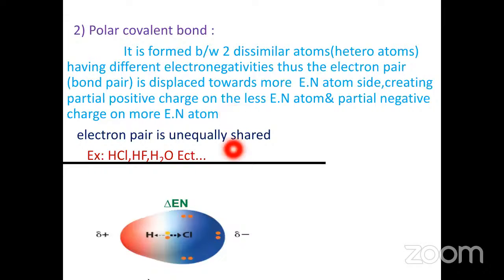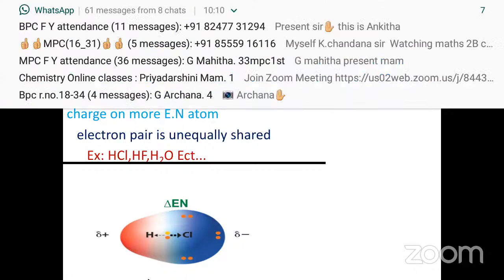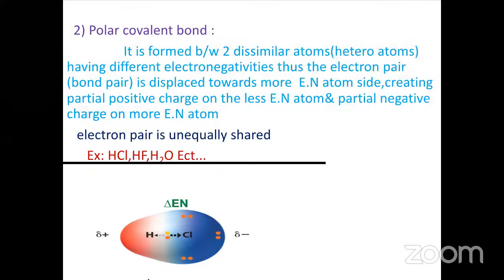Polar covalent bond. A polar covalent bond is formed between two dissimilar atoms, that means hetero atoms, having different electronegativities. Thus, the electron pair, that means the bond pair, is displaced towards the more electronegative atom side, creating a partial positive charge on the less electronegative atom and a partial negative charge on the more electronegative atom. Then the electron pair is unequally shared between these two dissimilar atoms.